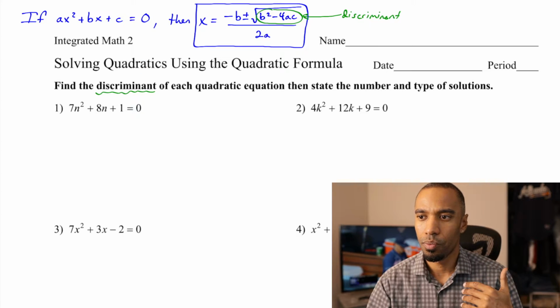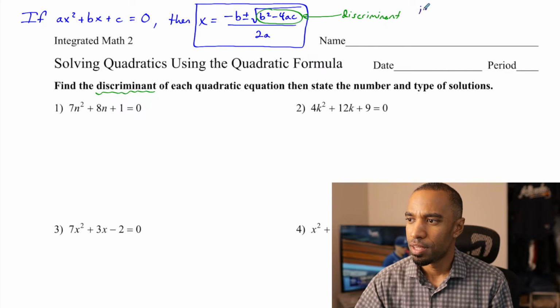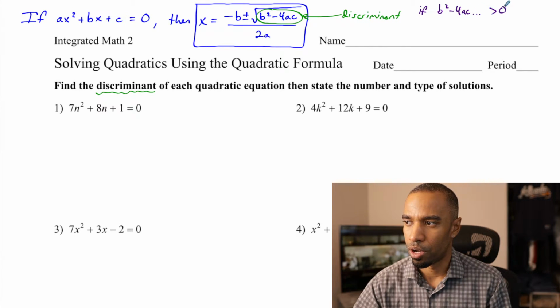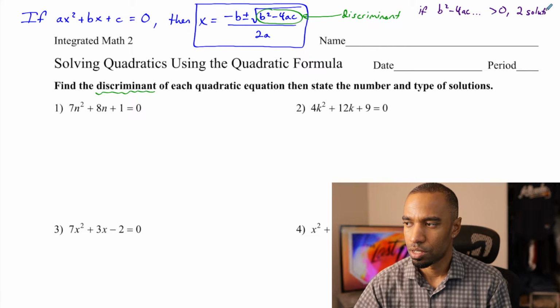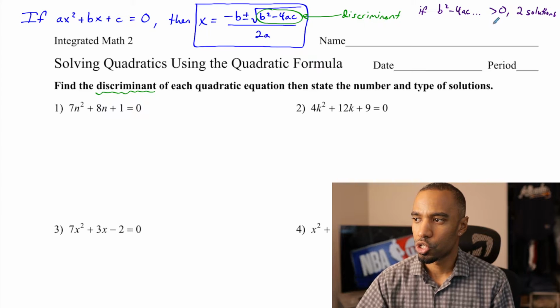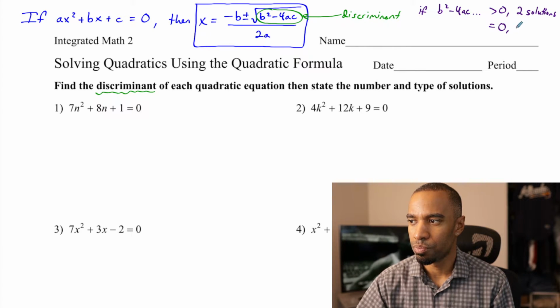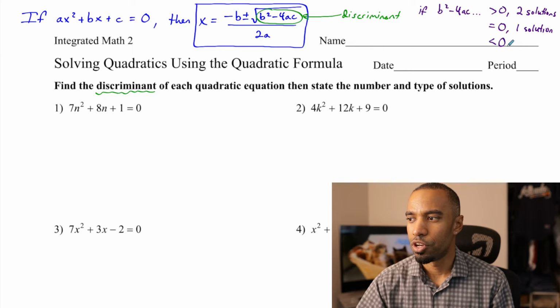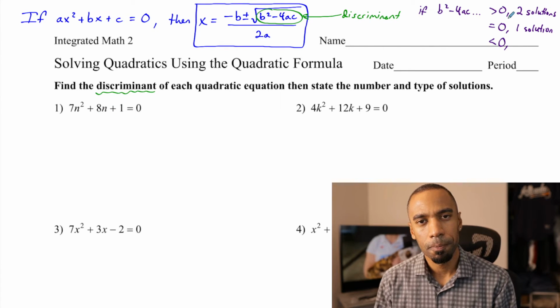You know what, I'll go ahead and write them down. If your b squared minus 4ac, if the discriminant is greater than 0, then you'll have two real solutions. If your discriminant is equal to 0, you'll have one real solution. And then if it's less than 0, you'll have no real solutions.